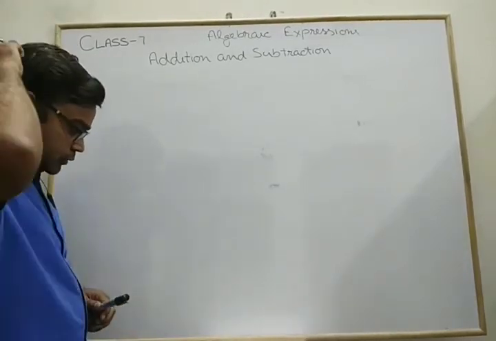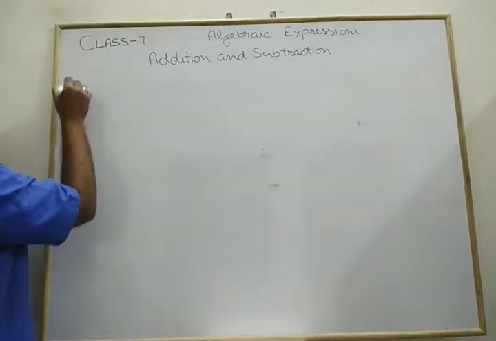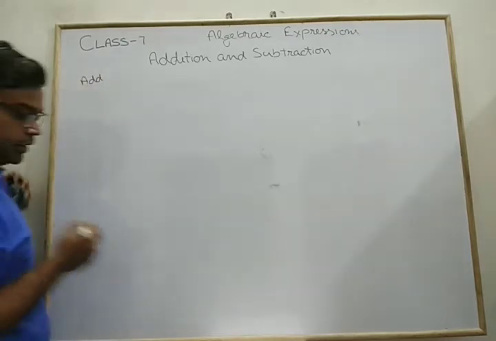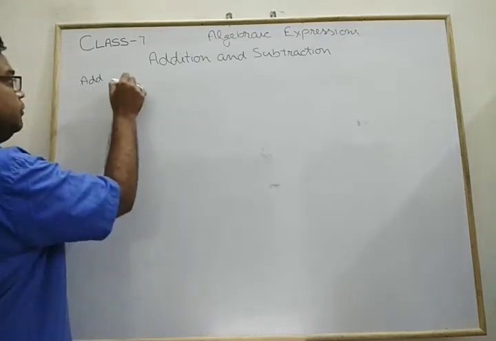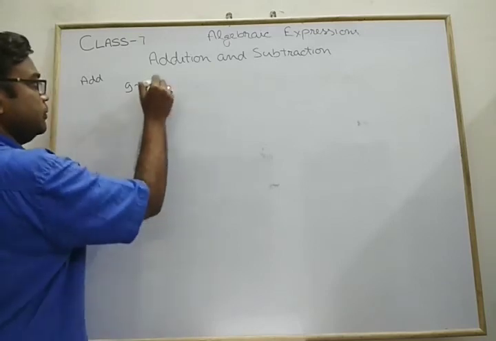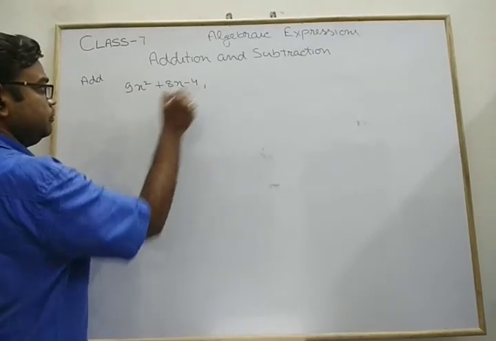I am choosing one question. The question says to add these expressions. There are three expressions. I am choosing. First is 9x square plus 8x minus 4 in brackets.